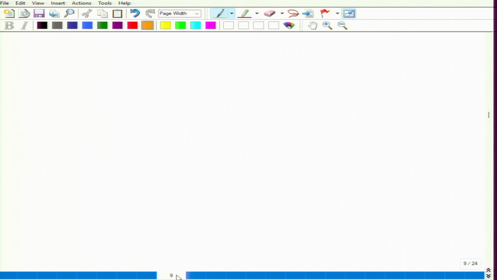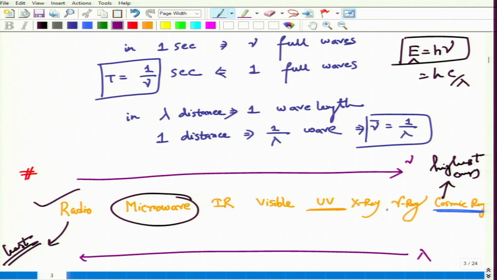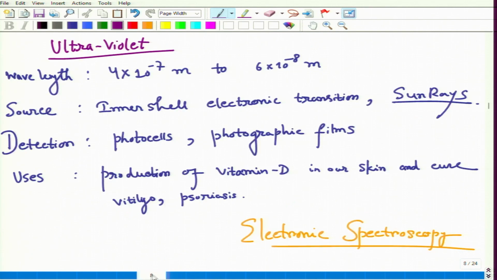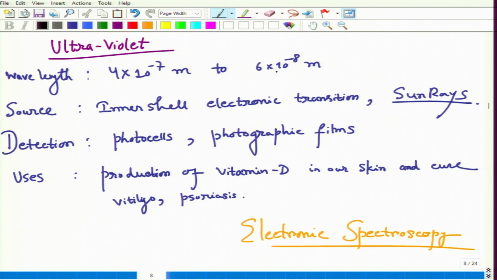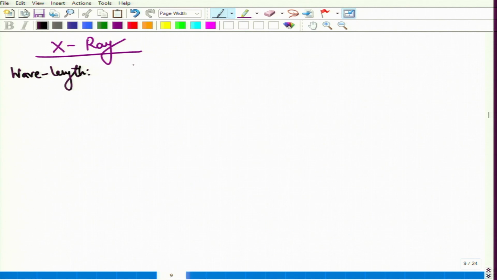Okay, next after UV it is X-ray. First is the wavelength. It should be lower than the UV, so roughly for X-ray, it is 6 into 10 to the power minus 8 meter to 10 to the power minus 11 meter. So this is the wavelength. And what is the source?